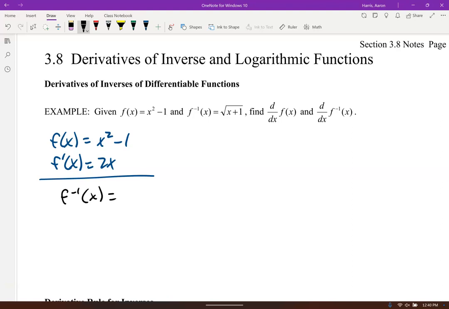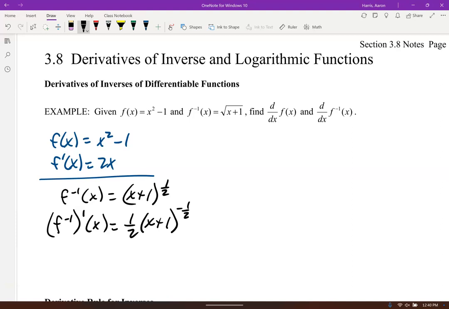Here's our inverse, x plus 1 to the 1/2. And if I was to take its derivative, f inverse prime of x, I'd have 1/2 times x plus 1, now it's to the 1/2 minus 1, so negative 1/2, times the derivative of the inside, which is just the 1, right? Chain rule on that. And so this just ends up being 1 over 2 square root of x plus 1. And that's the derivative of the inverse.